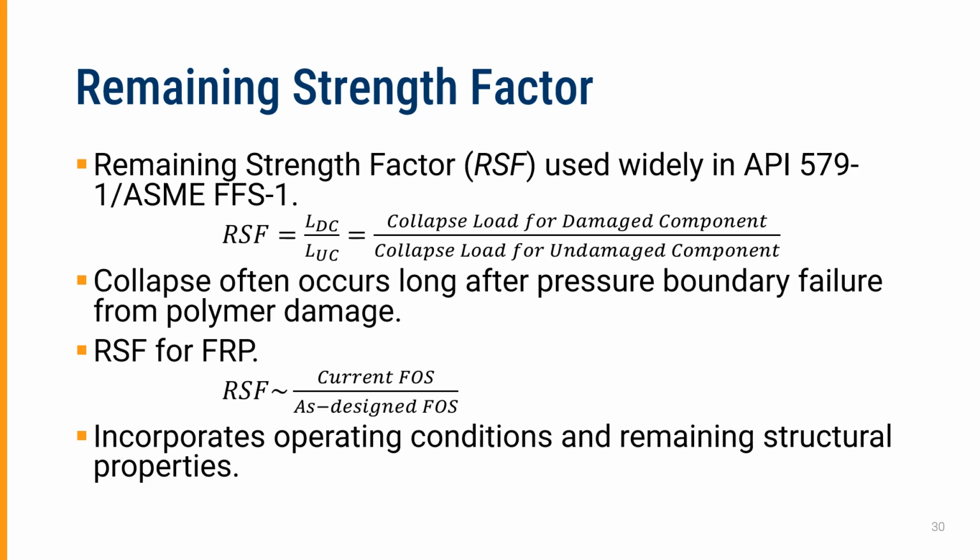So that's why in the previous chart, when I showed what is the actual factor of safety of operation, we can use that chart to find what the acceptance criteria are for that situation. When we do that with FRP, that RSF value incorporates operating conditions and the remaining structural properties of the equipment. That's essentially what we're looking at for it.